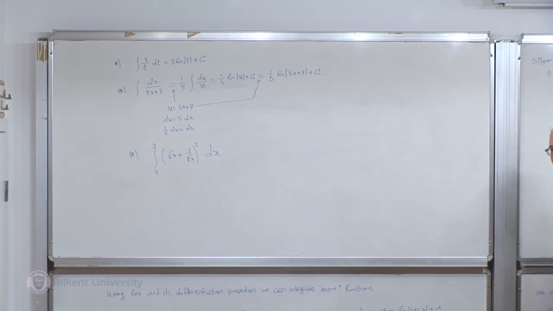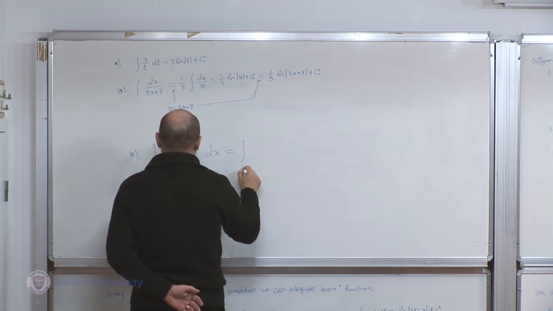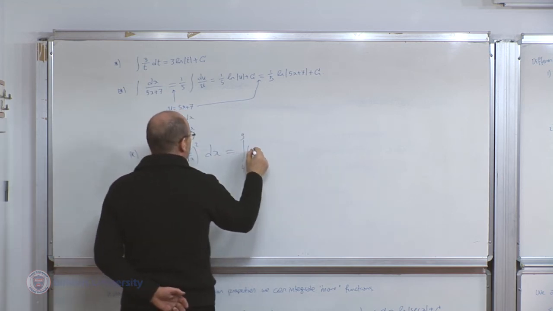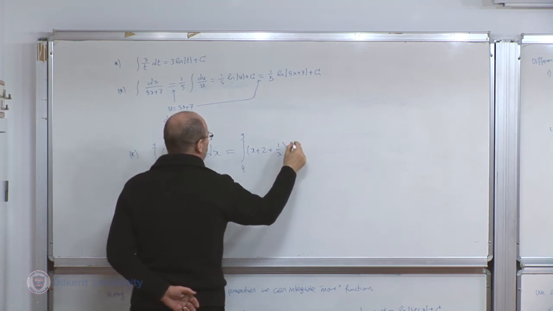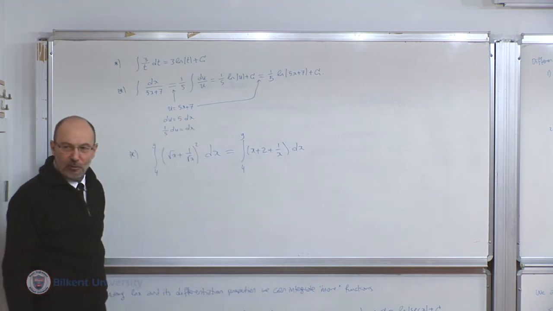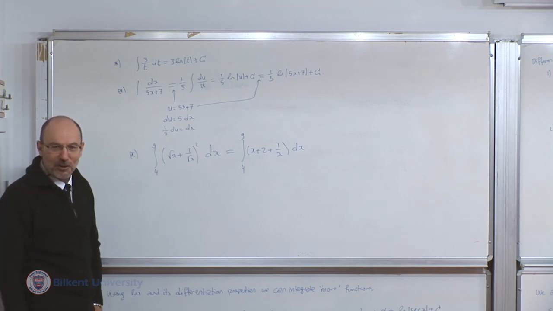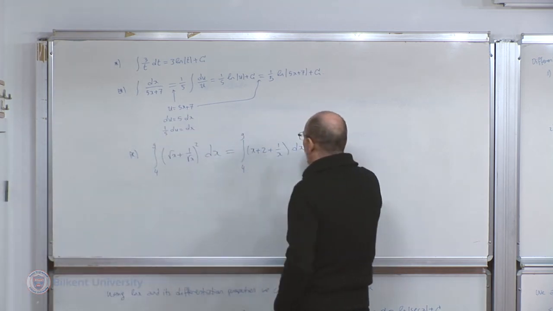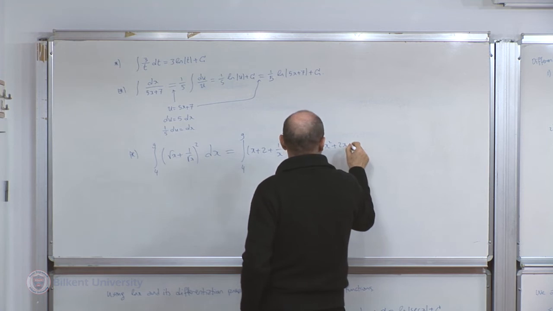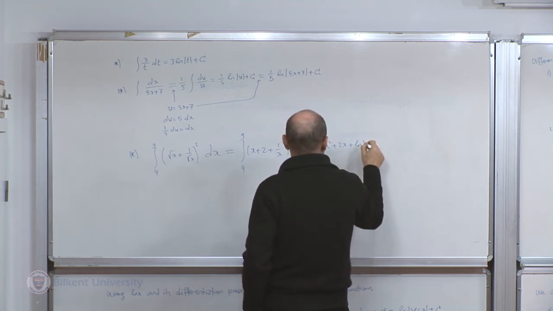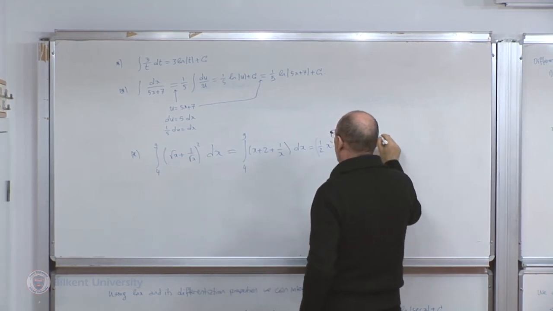Take the square, yes. Why be intimidated by this? From 4 to 9, this is x plus 2 plus 1 over x dx. Now everything looks totally trivial. This one is given to scare you, but your friend didn't get scared. Now we integrate this easily. This is 1 over 2 x squared plus 2x plus ln of the absolute value of x. Actually, everything is positive, so I don't need that. From 4 to 9.